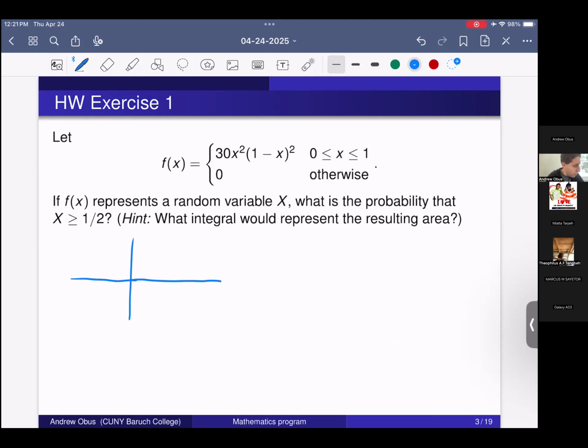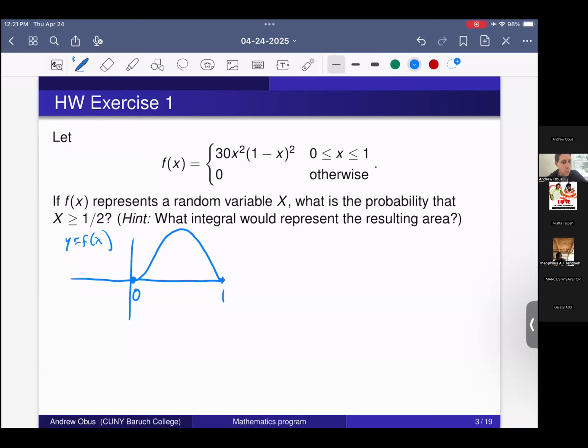It's going to be 0, it's going to hit a peak here at 1/2, and it's going to go over here. So this is 1, and this is 0. This is what this graph looks like. This is y equals 30x squared times (1 minus x) squared. Well, maybe I'll just say this is y equals f of x. I just did the graph on a graphing calculator.